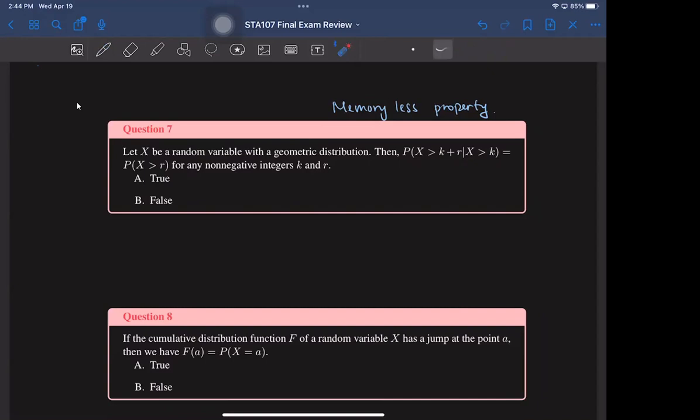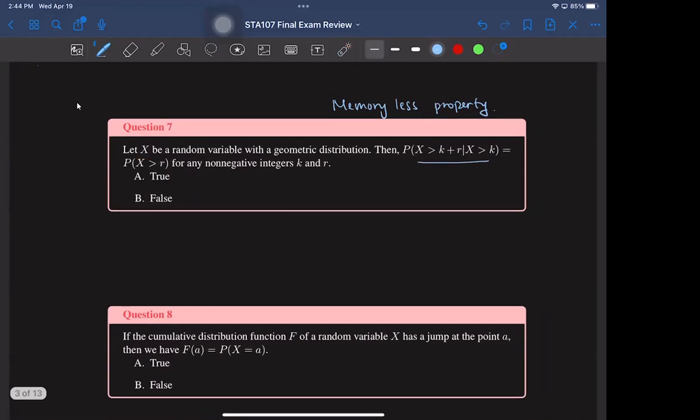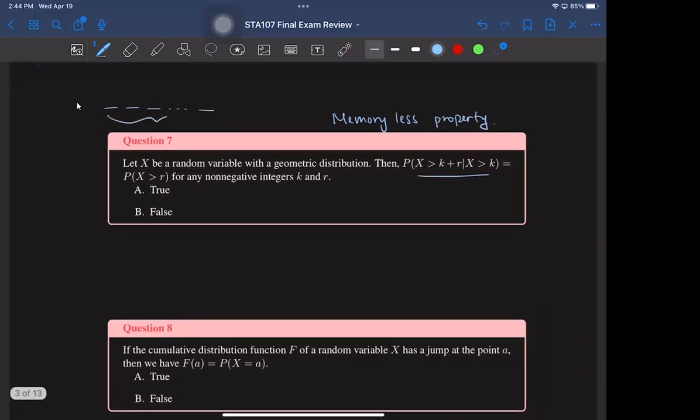Because if you think about it, X is a geometric random variable. So it denotes the number of trials you have to do until you get the first success. This one is saying the probability that you have to do more than k plus r trials, given that you have to do more than k trials. So this is when you have to do k trials until you got the first success. And another scenario is when you have to do k plus r.